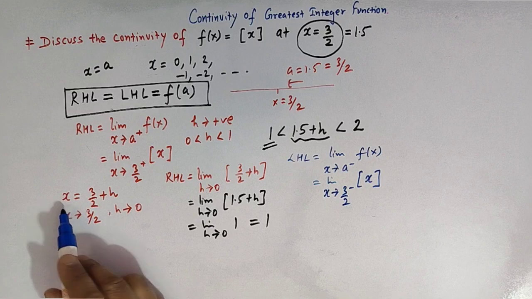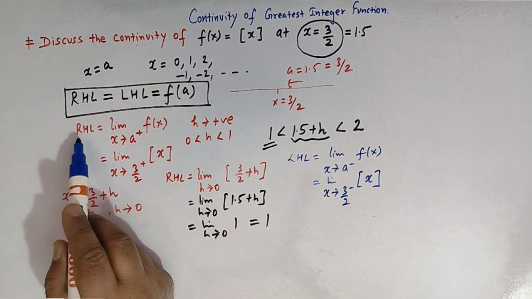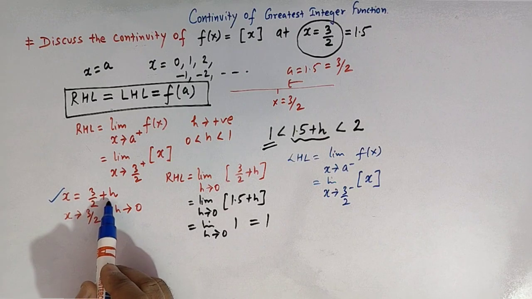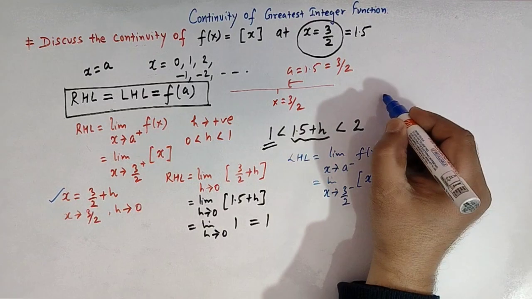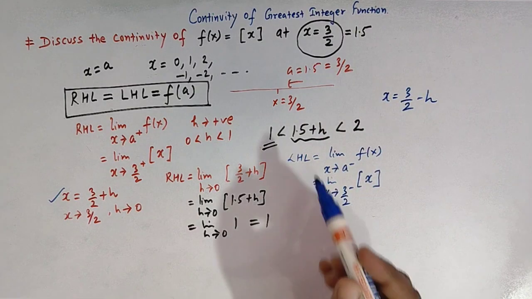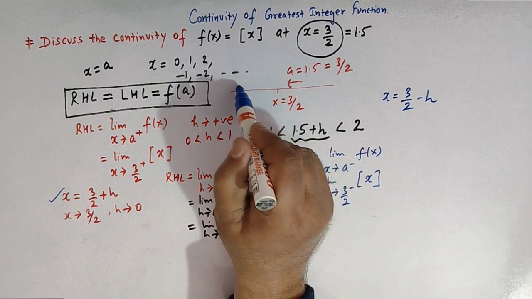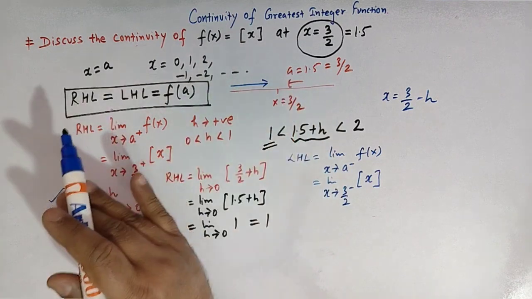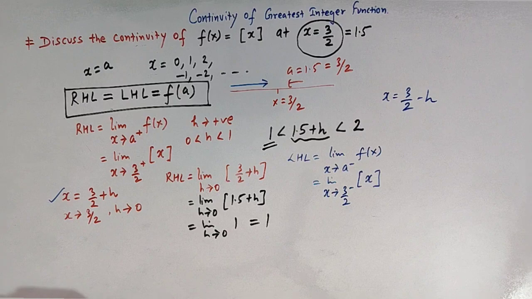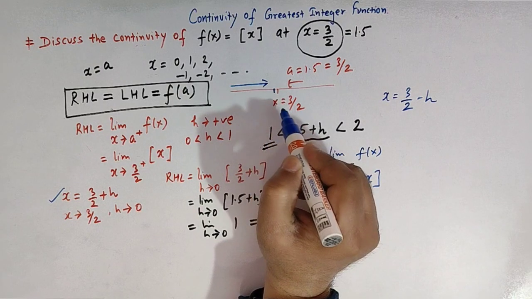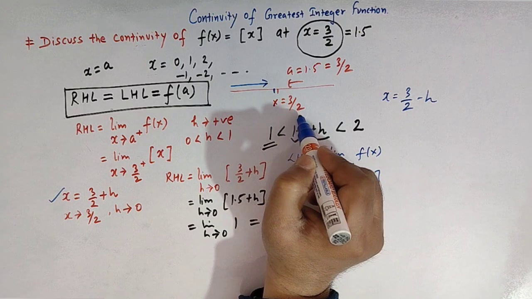Now, in case of right hand limit, we substituted x is equal to 3 by 2 plus h. Here we'll take x is equal to 3 by 2 minus h. Why? Because in this case we are approaching x is equal to 3 by 2 from the left of x is equal to 3 by 2, right? So we are now in the neighborhood of x is equal to 3 by 2.